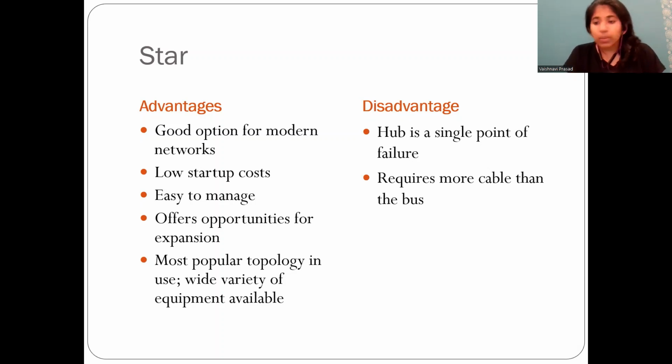Disadvantage: hub is a single point of failure, because if the hub fails, the whole topology gets disrupted, because the hub connects all the other components or the nodes of the network. So if the hub fails, definitely everything gets disrupted. The whole topology gets disrupted. Requires more cable than the bus.